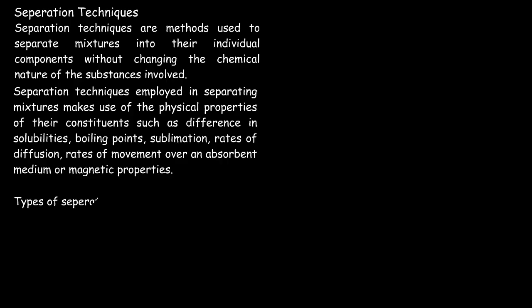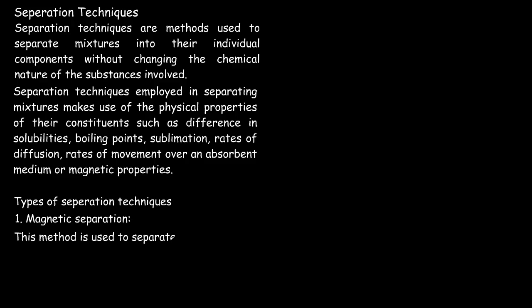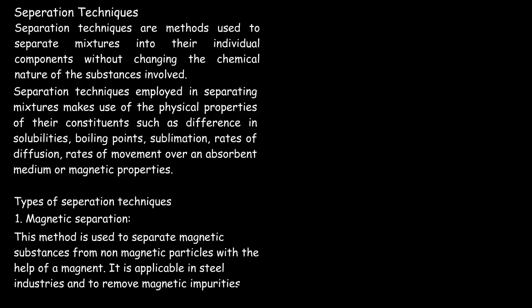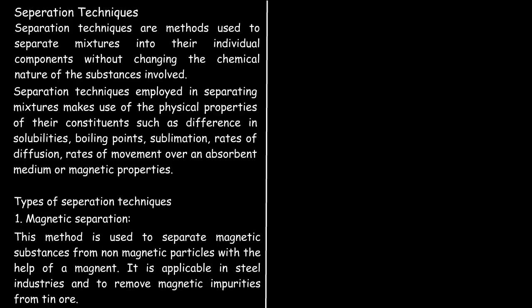Types of separation techniques. Now we have various types of separation techniques which we'll be treating one after the other. The first one we'll be treating, which is our number one, is magnetic separation. This method is used to separate magnetic substances from non-magnetic particles with the help of a magnet. It is applicable in the steel industry and to remove magnetic impurities from tin ores. Basically, it's just separating magnetic and non-magnetic material by using a magnet.